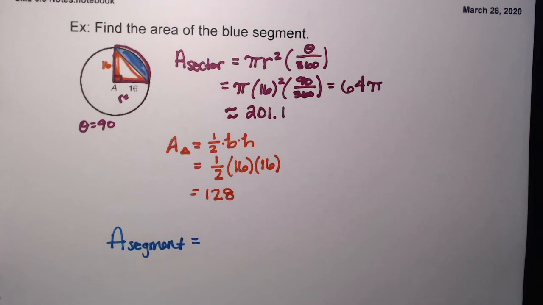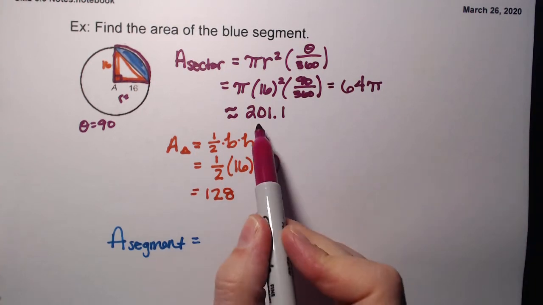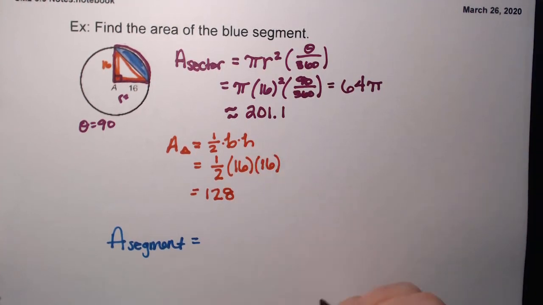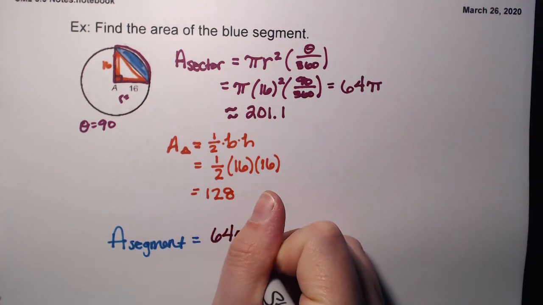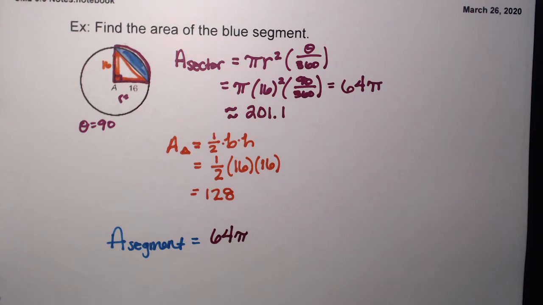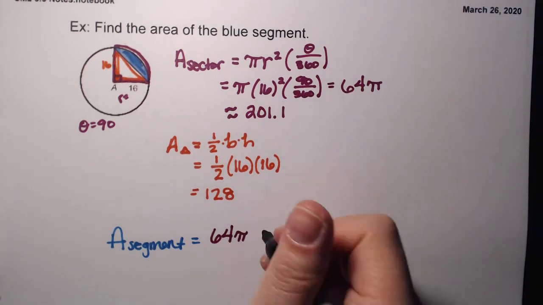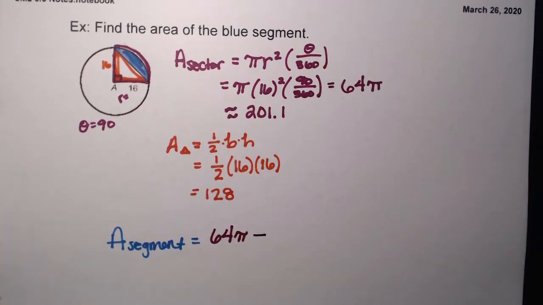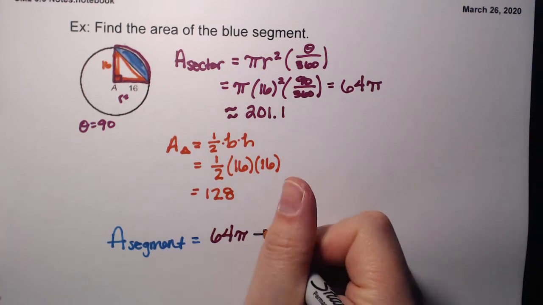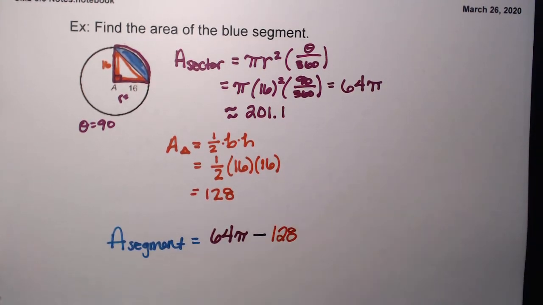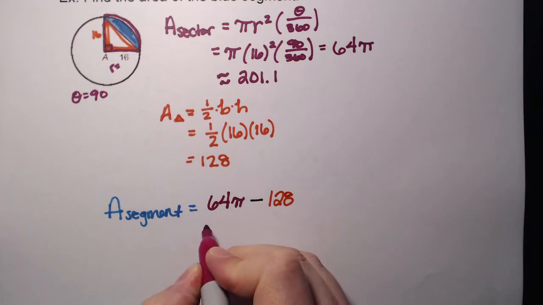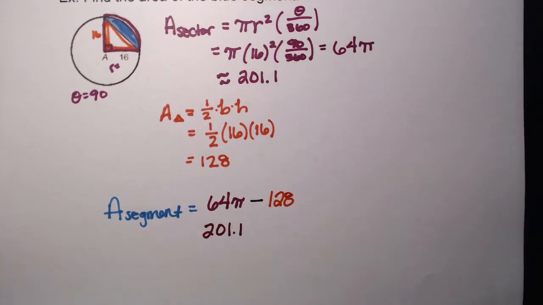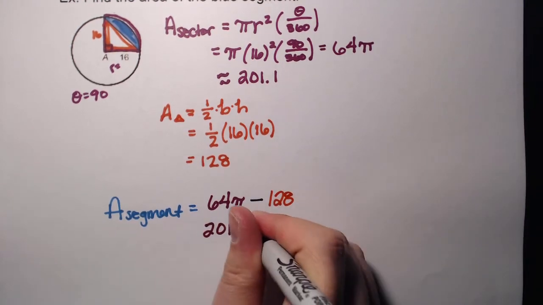And this is why I just multiply the pi in anyways. So you could have two answers here. You could say, depending on what your teacher wants, 64 pi minus 128, and then that would just be the answer, because you can't simplify that without rounding. What I'm looking for is take the 201.1 and subtract the 128.